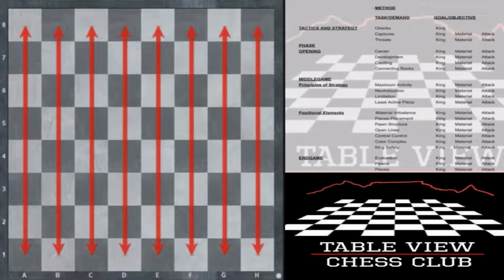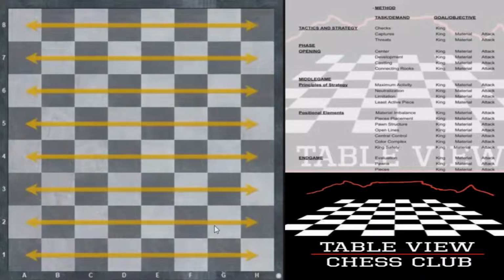Two, we have files, which are numbered from A to H. This is for the purposes of notating. These files are columns that go up and down the board, and each board has 8 of them. See? A file, B file, C file, D file, E file, F file, G file, H file.